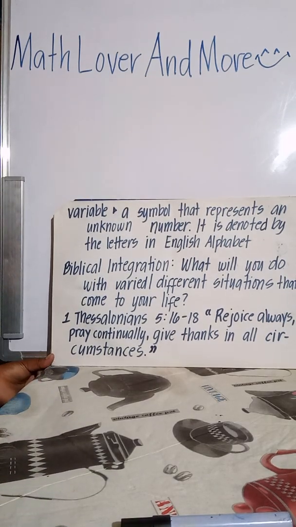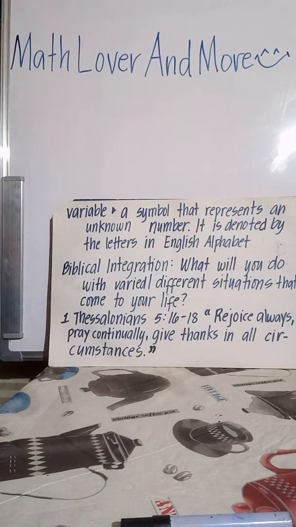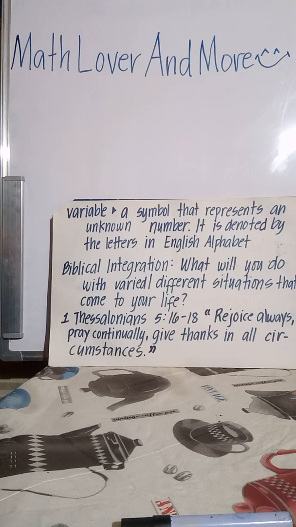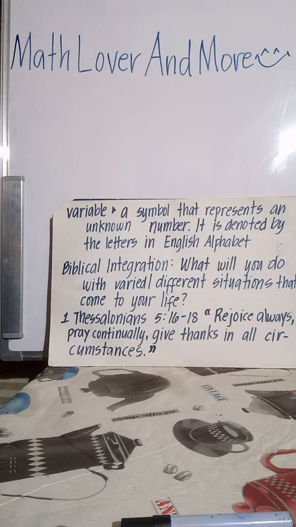We have our biblical integration. What will you do with varied or different situations that come to your life? There are many variables in life. There are changes in life. Sometimes those changes are good and so we become happy. Sometimes they are bad. So what are we going to do with those varied situations? In 1 Thessalonians 5:16 to 18, we are told to rejoice always, to pray continually, to give thanks in all circumstances. Whether we are in difficult situations or joyful situations, we are asked to pray, to thank God, and to rejoice.